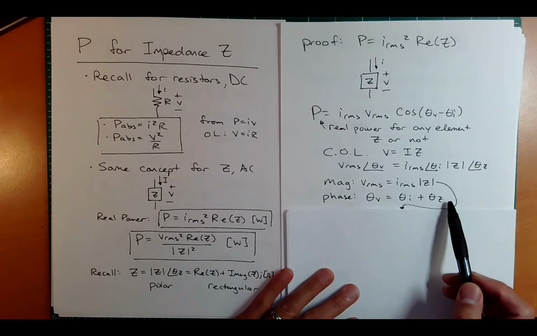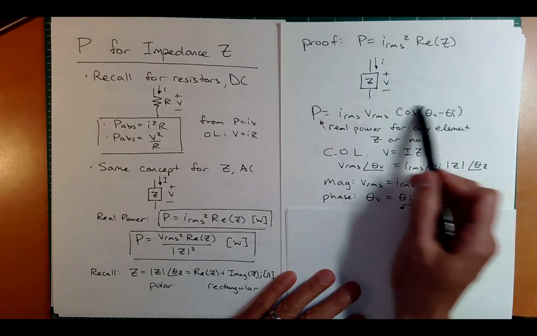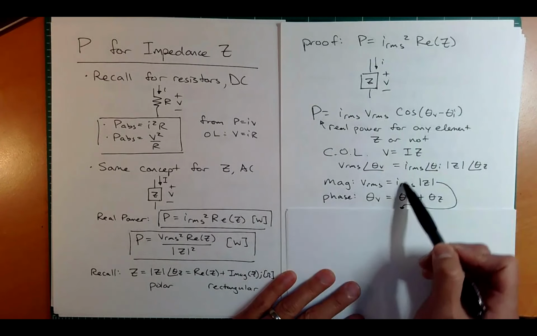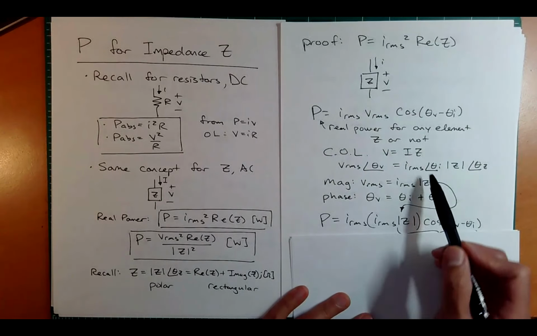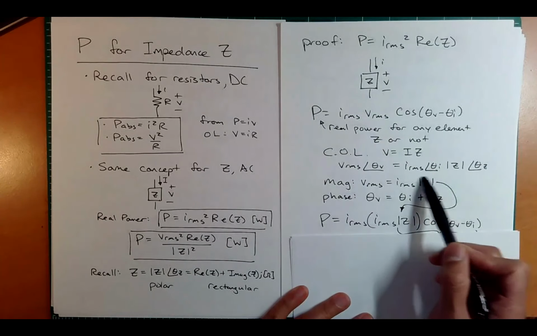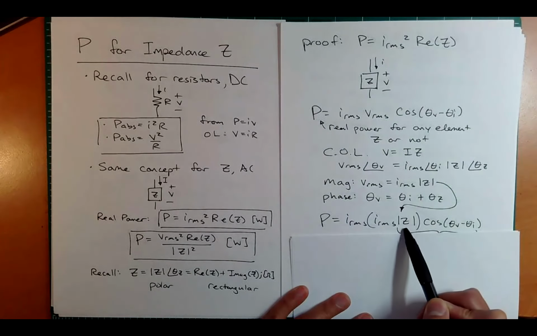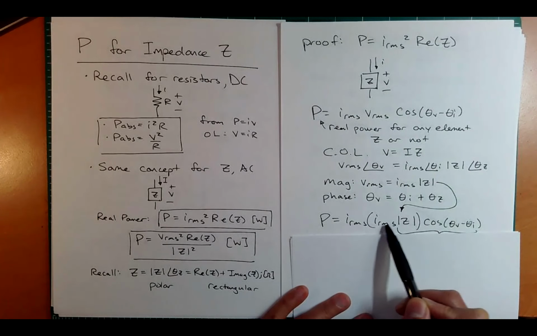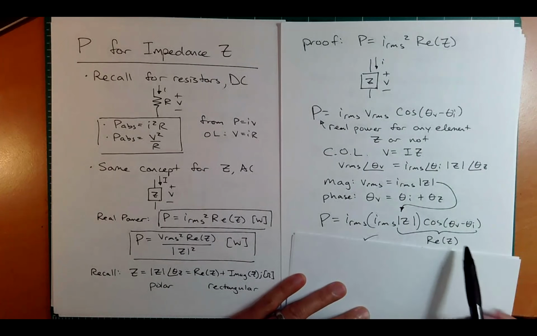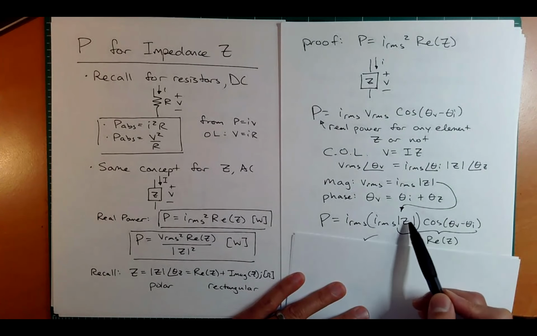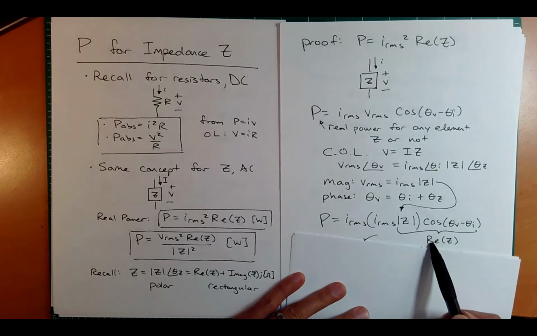Okay. Now let's see what we can do. We know that this is true for any element. Can we take some of this stuff and pop it in there? Let's see. Well, I know that the VRMS here can be rewritten as IRMS times the magnitude of Z. Great. Okay. So we got an IRMS, we got an IRMS, we got a magnitude of Z. Well, what is the magnitude of Z cosine of theta V minus theta I? That is nothing but the real part of Z, right?